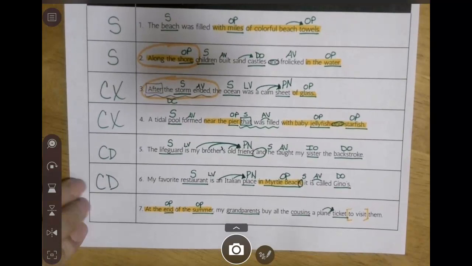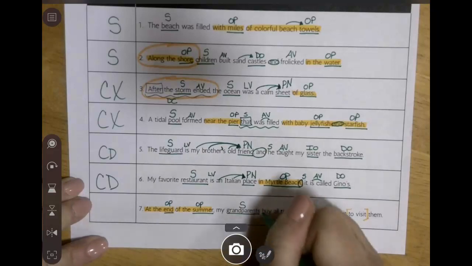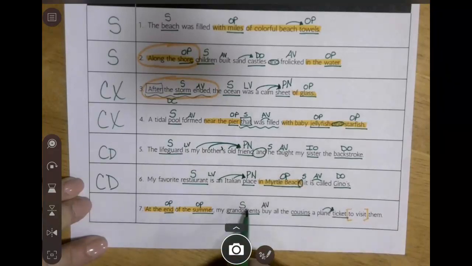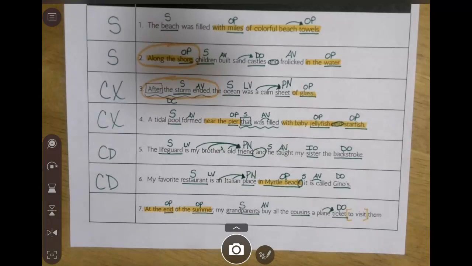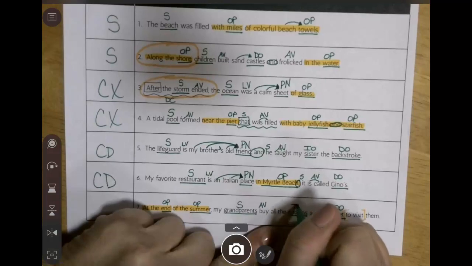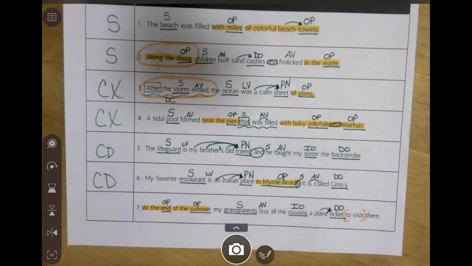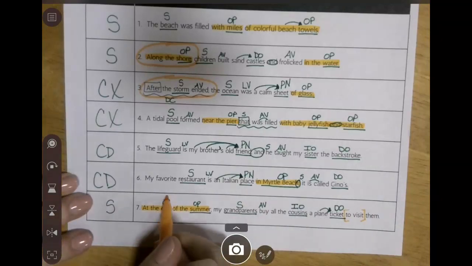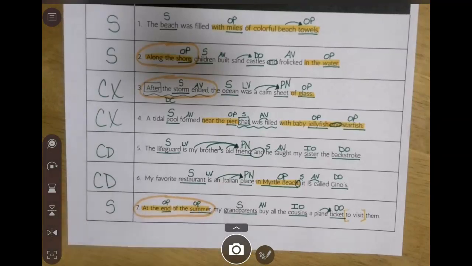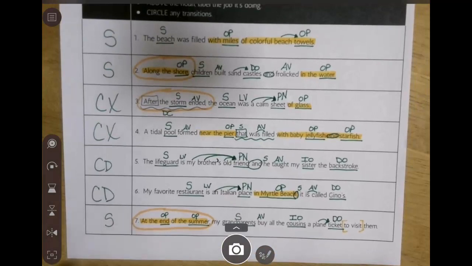All right, so now I'm going to go look for my subject. Grandparents is the subject. What do the grandparents do? They buy, and that's an action verb. So now I'm going to look for a direct object. What do they buy? Grandparents buy whom or what? Well, it wouldn't make sense to say they buy the cousins. They buy the tickets. So tickets is the direct object. And they buy tickets for whom? They buy tickets for the cousins. So that's an indirect object. And that makes this a simple sentence. And because there are 2 prepositional phrases at the beginning, we've got a transition.